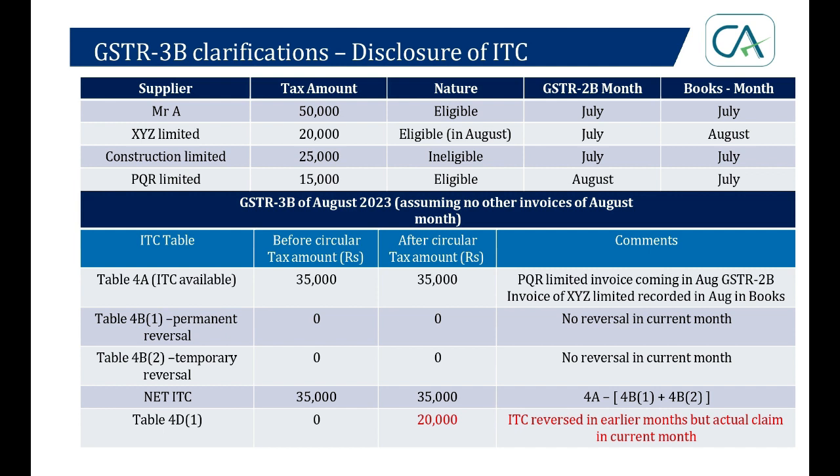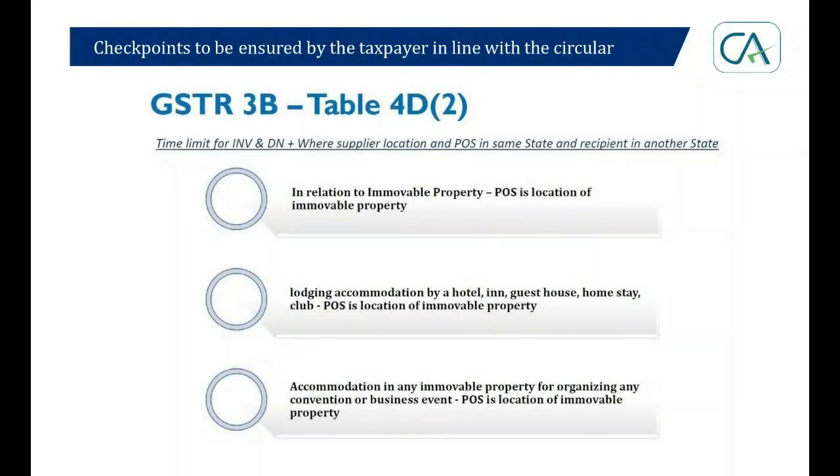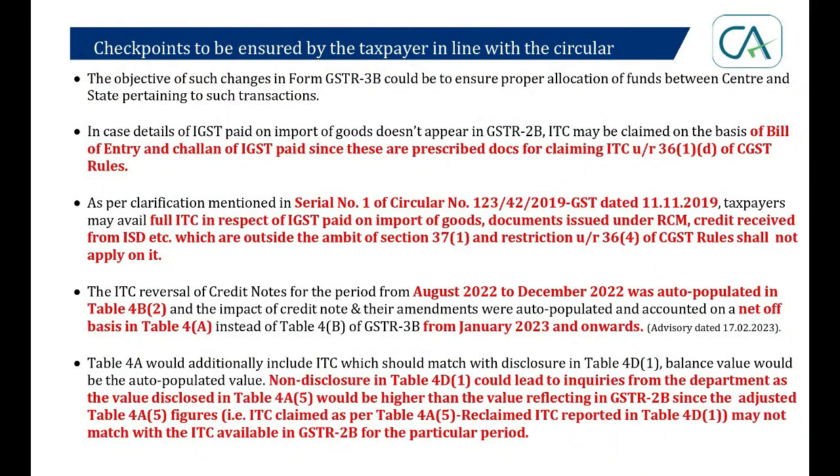Now the condition is being satisfied. Please report it in table 4D1. We've already discussed this particular slide. There are a few checkpoints. Let us understand why we are doing so many disclosures: table 4B1, table 4B2, table 4D1, table 4D2, all of that. The reason is that the Centre wants as much information as possible so that it enables them to allocate the funds to the particular states, to know in which state the end consumption destination of the transaction is happening, so that they can allocate those funds clearly.